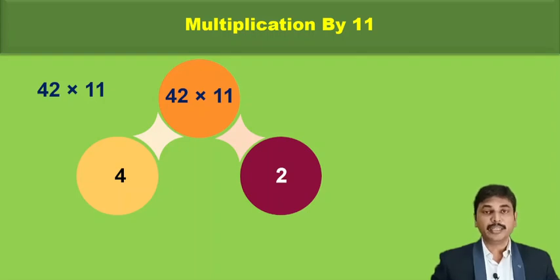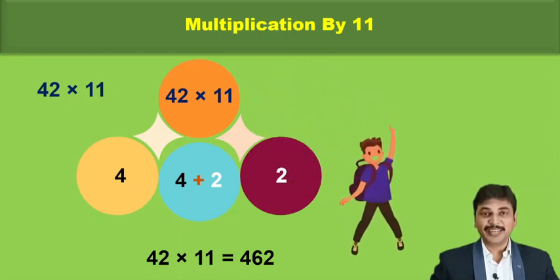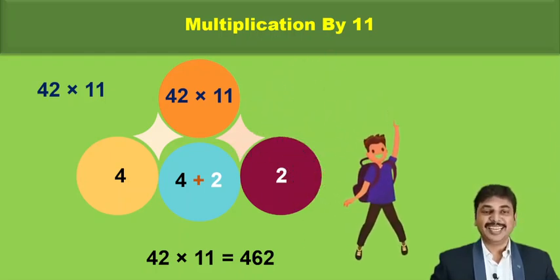Spread 4 and 2 and just create a space for a single digit, and that space will be filled by the addition of 4 and 2. That's it. You got your answer. Your final answer is 42 into 11 is 462. I hope you enjoyed this method. Yes. We will take further examples to understand this better.